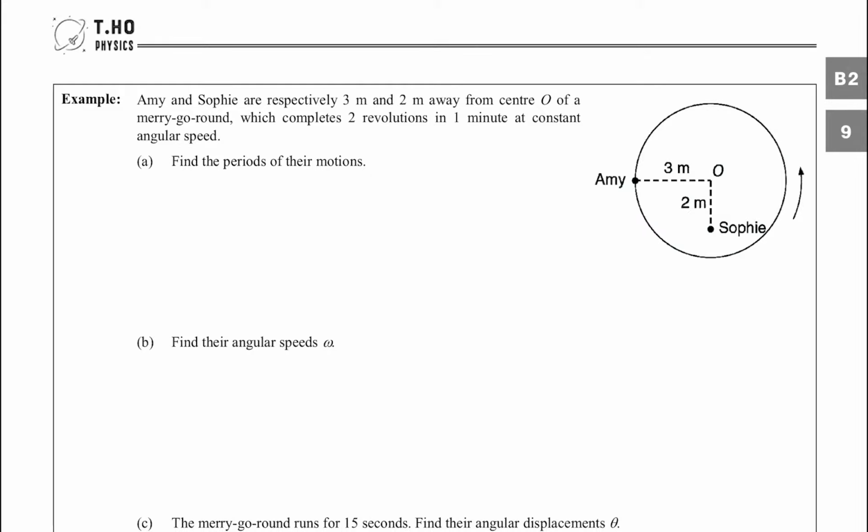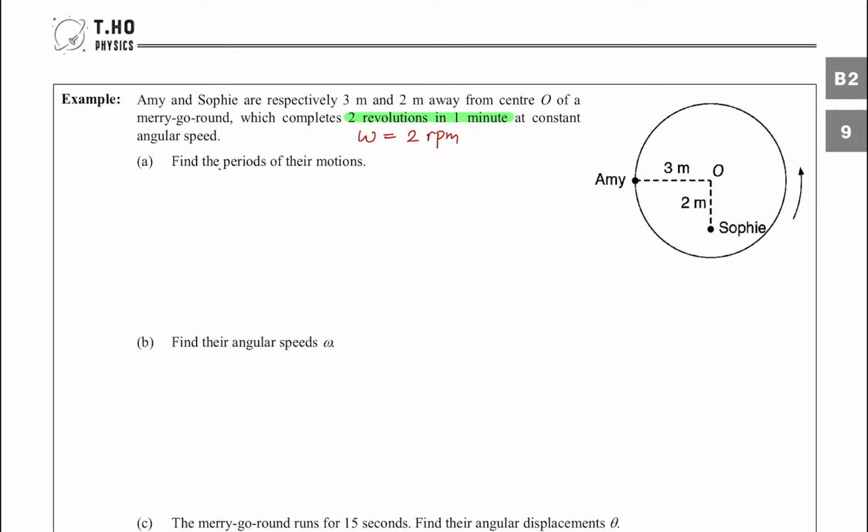Here we come to the example on page 7. We have Amy and Sophie on the merry-go-round, and it says that they complete 2 revolutions in 1 minute. So here is expressing the angular speed in 2 RPM, 2 revolutions per minute.